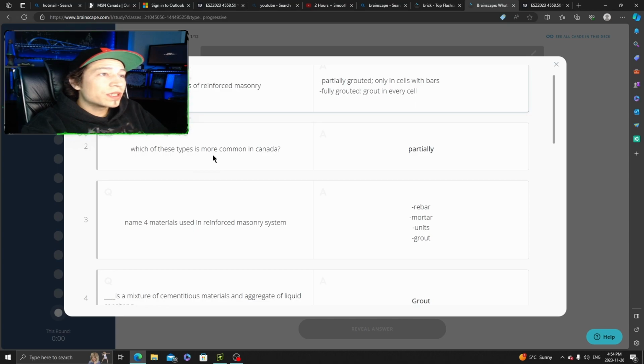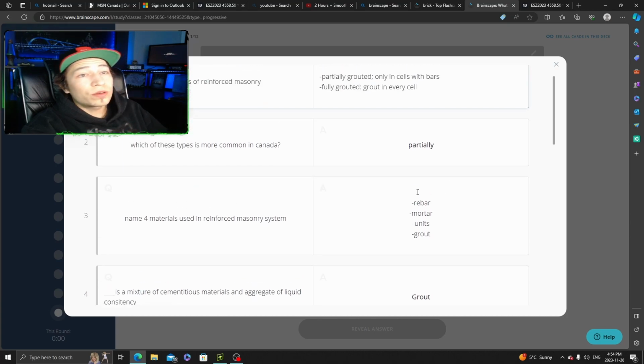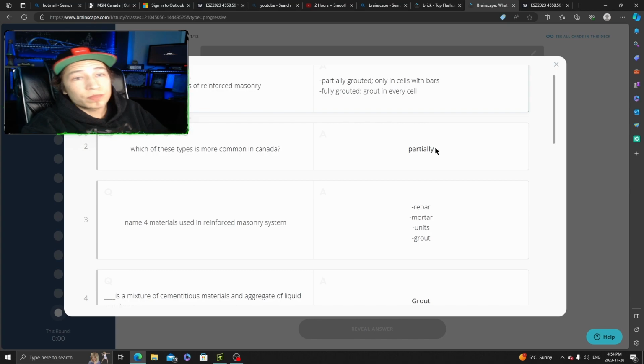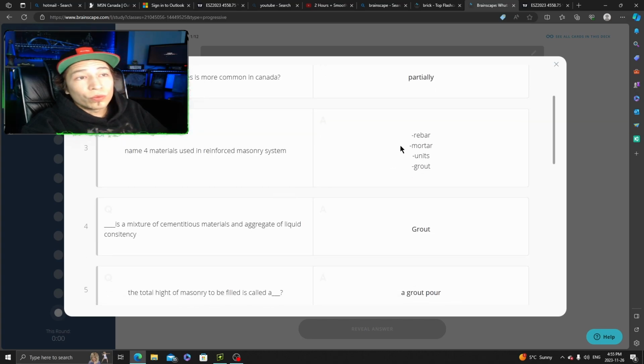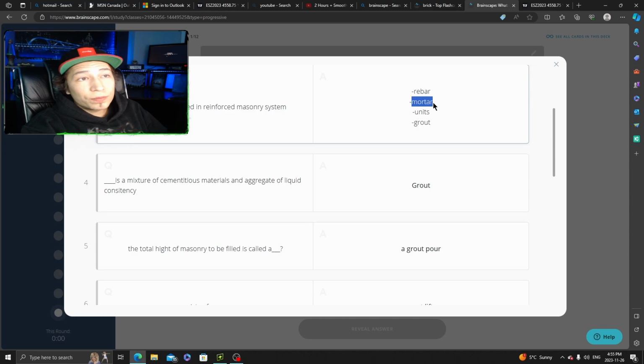Which of these types is more common in Canada? Partially. So, out of those two kinds, partially grouted is more common in Canada. Name 4 materials used in reinforced masonry systems. These are rebar, mortar, units, and grout.